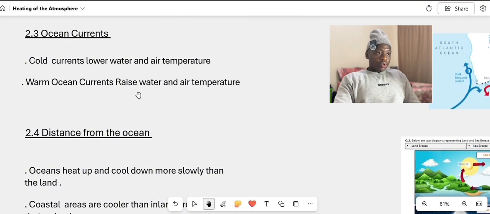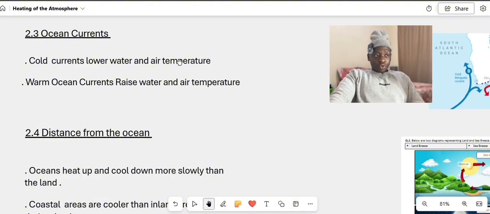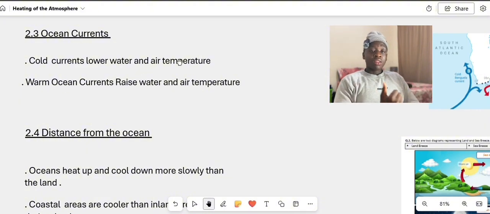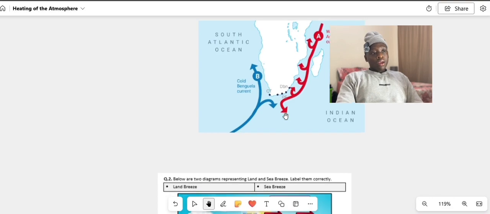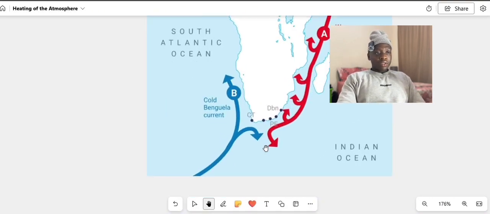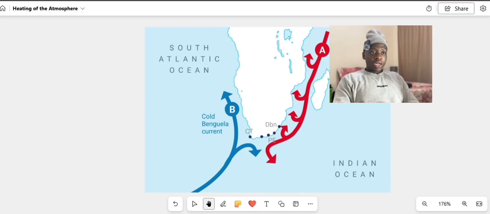We're going to go to the third factor that affects temperature: ocean currents. We have two types of ocean currents, the cold ocean current and the warm ocean current. The cold currents lower water and air temperature, while the warm ocean currents raise water and air temperature. For example, I would like to show you this South African map. It contains these two currents: the cold Benguela current and the warm Agulhas current.